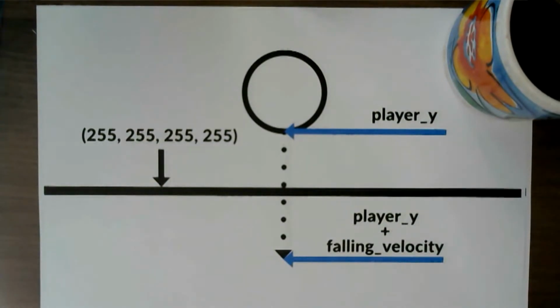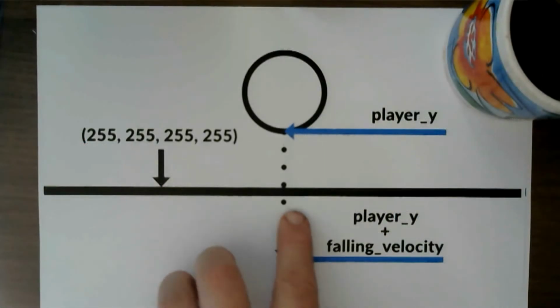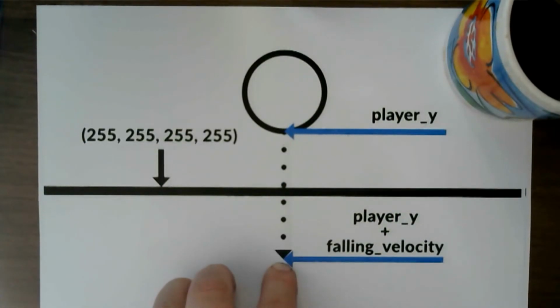So if color equals hit, then collision equals true, player Y equals collision Y, and break, because we don't need to keep checking, do we? Once we've detected that line, we don't need to carry on going that way, so we can just break out of that loop.